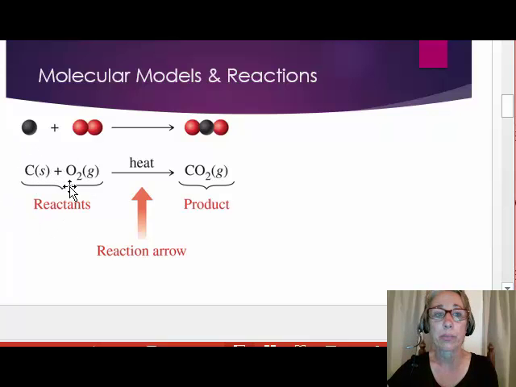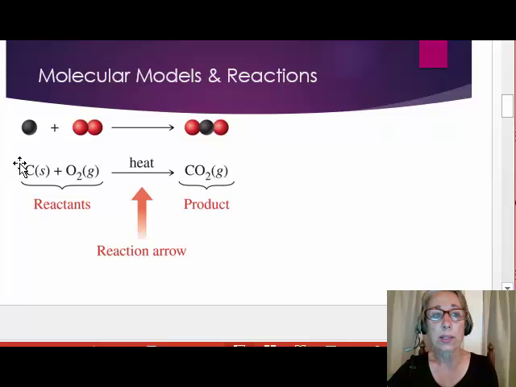These are the reactants. And then this arrow has heat written over it, which often, if there is a necessary condition for a reaction to occur, it can be written above the arrow. And then on the right-hand side of the arrow, we have the formula for carbon dioxide, capital C, capital O, subscript 2, and in parentheses G. And this is the product of our chemical reaction.